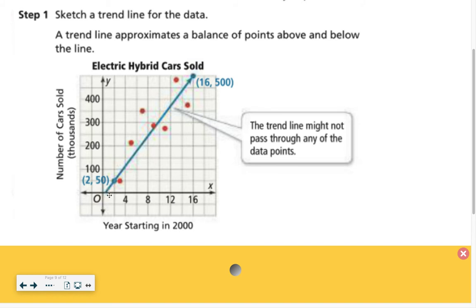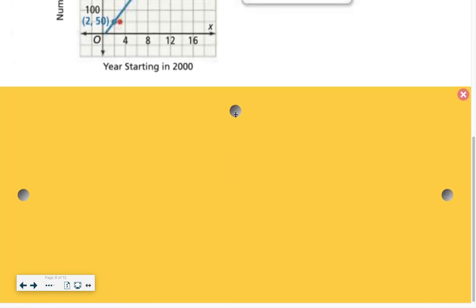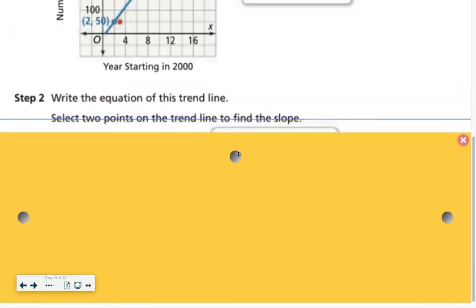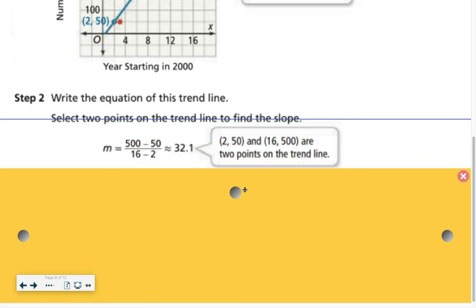So the graph drew in a trend line, and then they just labeled 2 points that actually didn't exist on the data already. They just made up their own points on their trend line, and that is totally okay. So then what you want to do with those points, you want to pick 2 points, because then you can write an equation for the trend line, which then means you can use that equation to predict future outcomes.